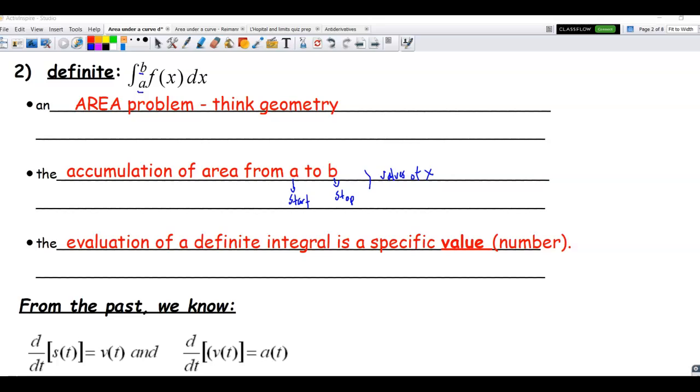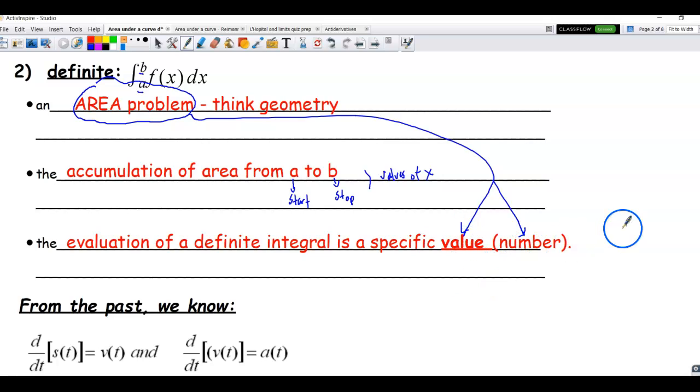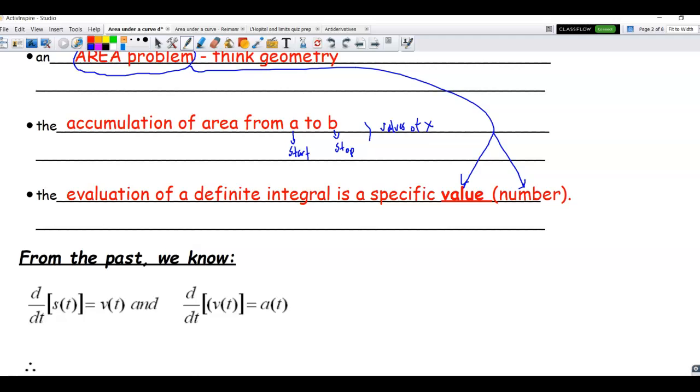Now with an indefinite integral, we said you're going to get either a general or a particular solution. The evaluation of the definite integral is definitely going to be a specific value, or a number, and that makes sense, because the definite integral is an area problem. When you calculate area, you don't get a formula, you don't get a function, you get a specific number. So those are the two different types of integrals that we will be dealing with. And we've already dealt with indefinite integrals. Now we're going to look at the definite integral.